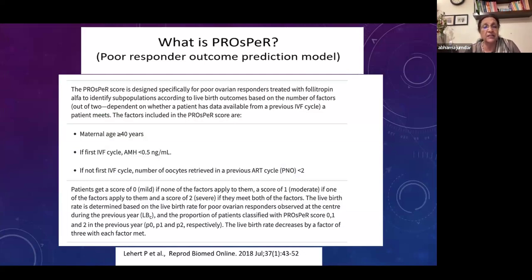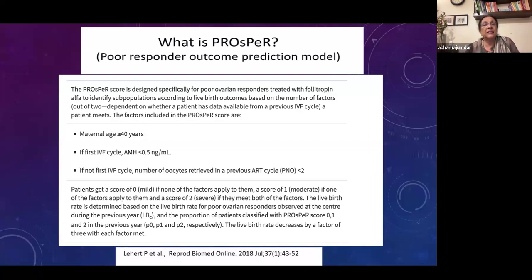The live birth rate is determined based on the live birth rate for poor ovarian responders observed at the center during the previous year and the proportion of patients classified as PROSPER score 0, 1, 2 in the previous year. The live birth rate decreases by a factor of 3 with each factor met. So it is a score designed specifically for poor ovarian responders treated with FSH, to identify subpopulations according to live birth outcomes based on the number of factors, which are these.